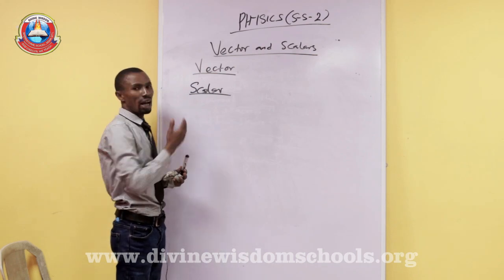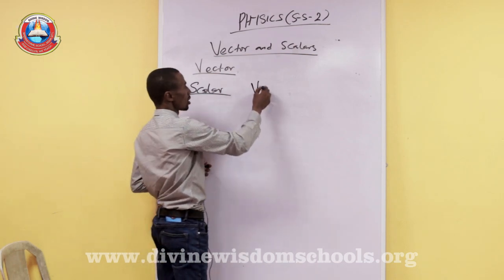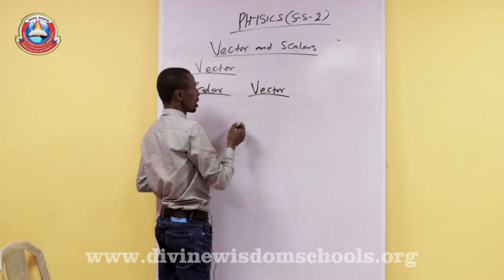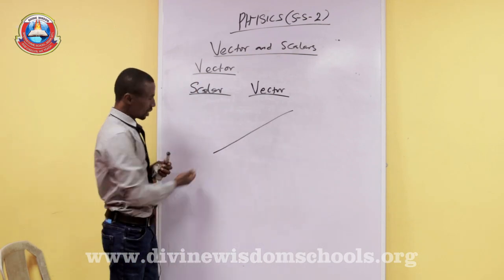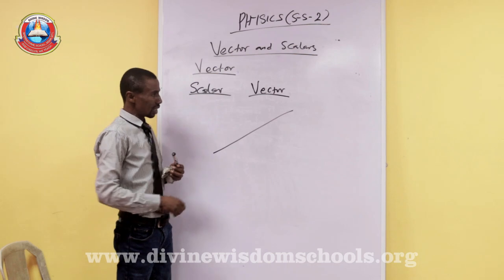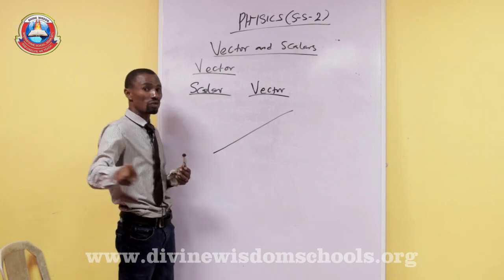Now, let's talk about how a vector can be represented. A vector can be represented by drawing a straight line. Now, this is just a straight line. Mathematically, this is just a straight line. But in physics, it's not a vector. What makes it a vector is when it has a sense of direction.